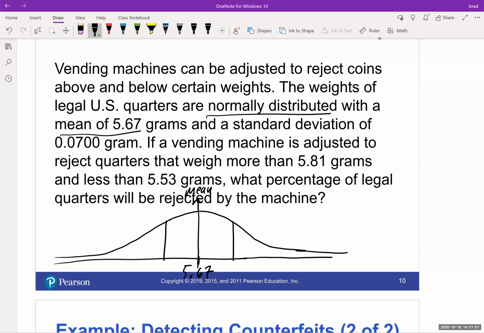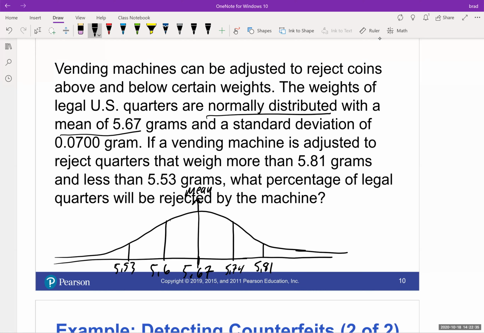I'm going to take out my calculator and do 5.67 plus 0.07, and I get 5.74. Then 5.67 minus 0.07, and I get 5.6. Now I'm going to do another standard deviation. This will be my second standard deviation that way, and this will be my second standard deviation that way. I'm going to add 0.07 again, so this should be 5.81, and this should be, what?